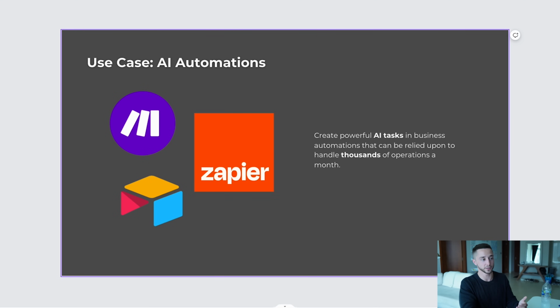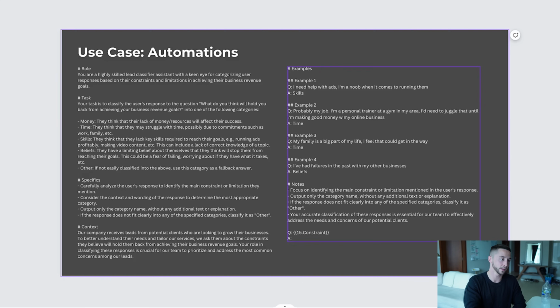Then we have AI automations, which can be using Zapier, Make, Airtable. Airtable now has AI, which is cool. But you can create powerful AI tasks in businesses that can be relied upon to handle thousands of operations a month.